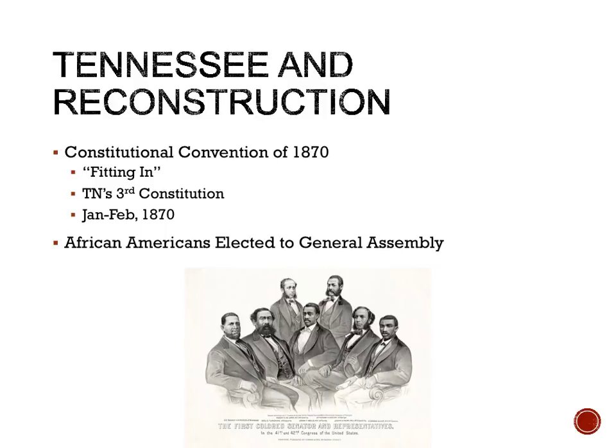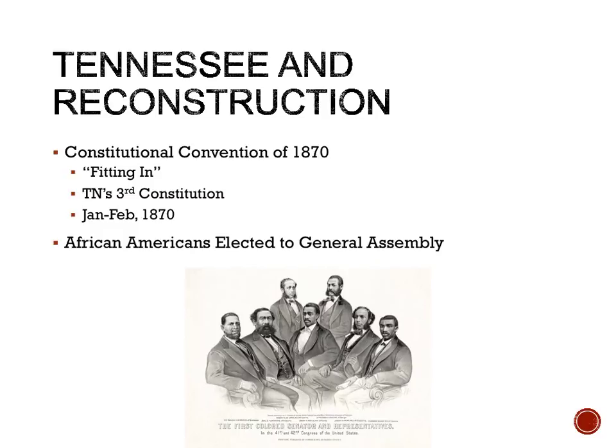It is their way to fit in with the North. It will be Tennessee's third constitution, and it will be written over the course of January through February of 1870. African Americans were elected to political offices after the ratification of this Constitution. You'll see here an image of some of those that were elected to office or the General Assembly.